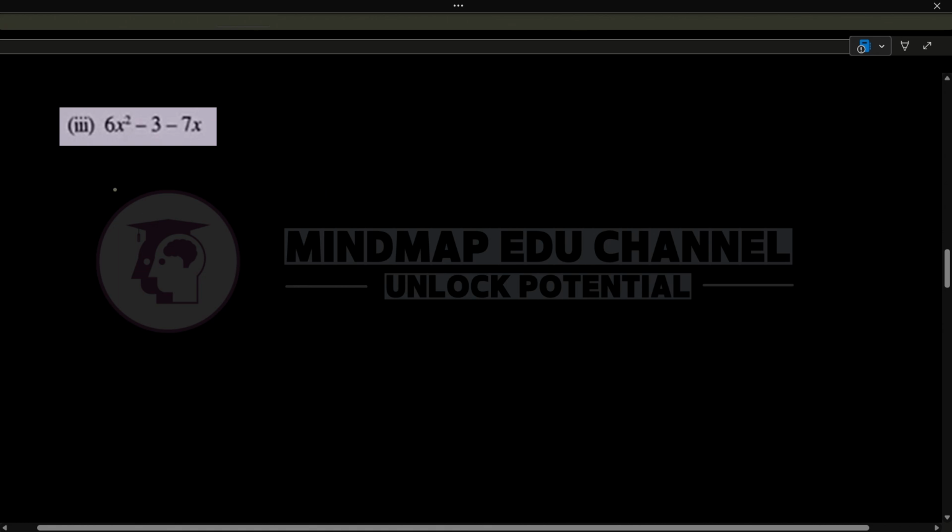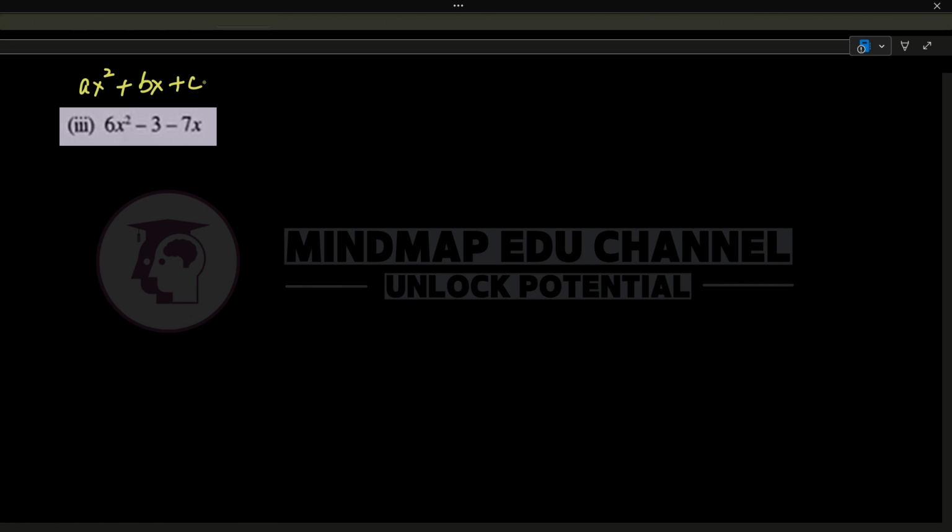Let's move to the third sum. Now this polynomial is not in the standard form. What's the standard form? That's ax square plus bx plus c. So what you have to do is rearrange the terms. So 6x square minus 7x minus 3. And here you have to find the factors of minus 18.